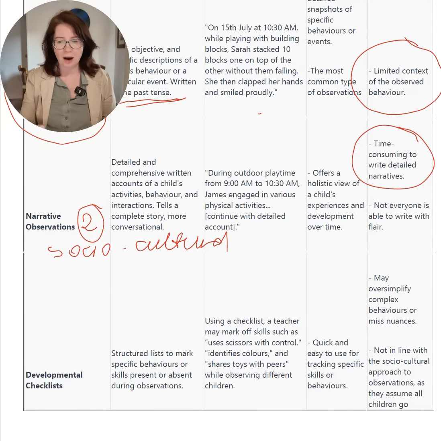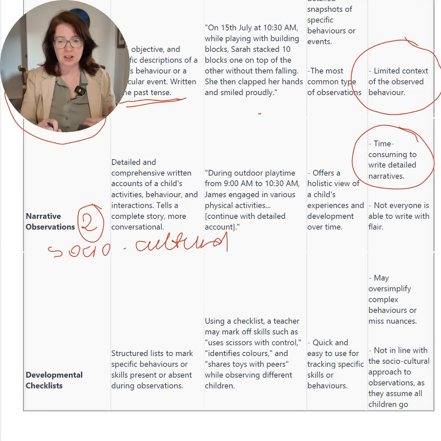Not everyone can write so well. We are all at the start of our career, we are unable to find the words. That's why I created a lot of resources to support educators with finding the right words for observations, because I struggled to put things in order and especially in a beautiful way. And not everyone is able to write with flair.